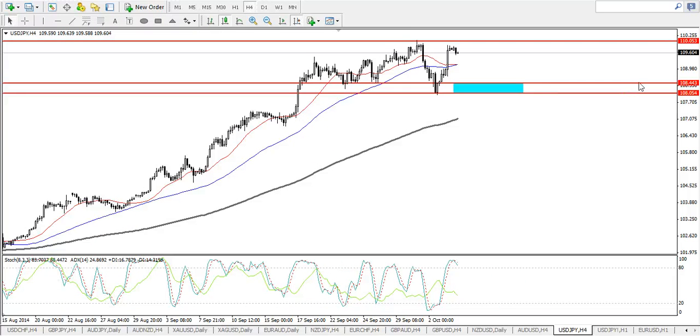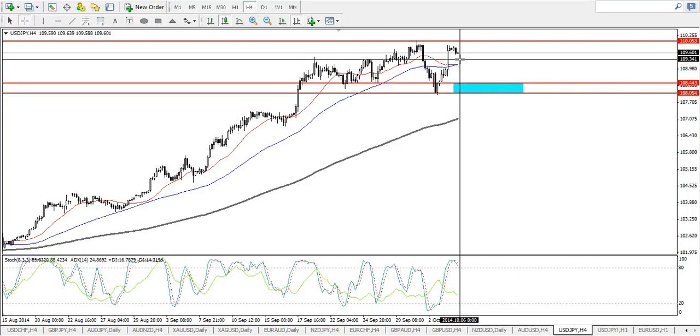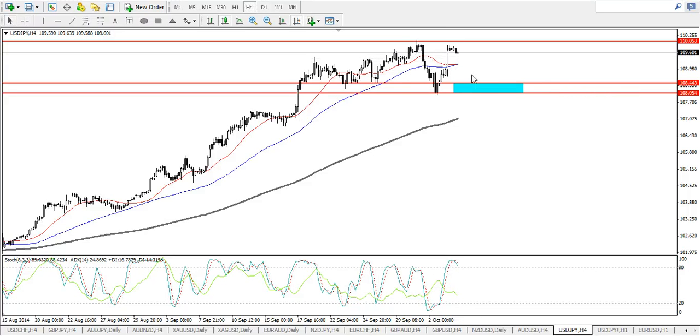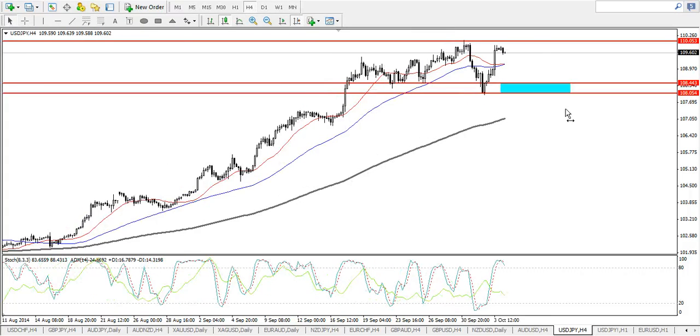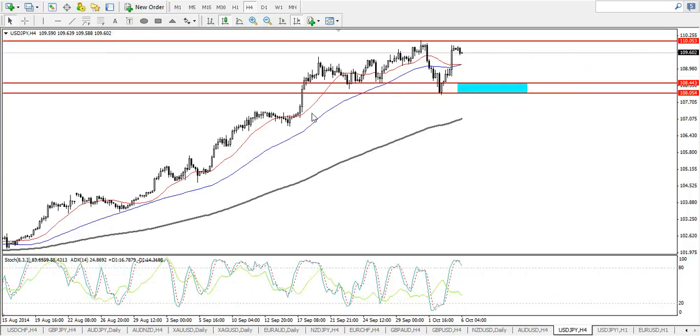So again, what we can do is to wait for price to retrace, probably all the way back to the support level 108.44 or to 108.05, or rather the region over here, the blue highlighted area, before waiting for price to rebound or to appreciate further.